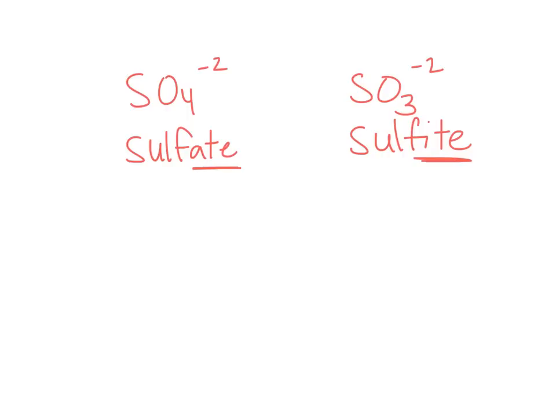So the one with the extra oxygen, we say it ate one more. See how this one is O4 and this one is O3? So the one with the extra oxygen ate one more. So that's how you can remember which one should end in -ate and then which one should end in -ite. So you have some other common polyatomic ions that are similar, like nitrate and nitrite, phosphate and phosphite. Now we're going to go over some examples that contain polyatomic ions.